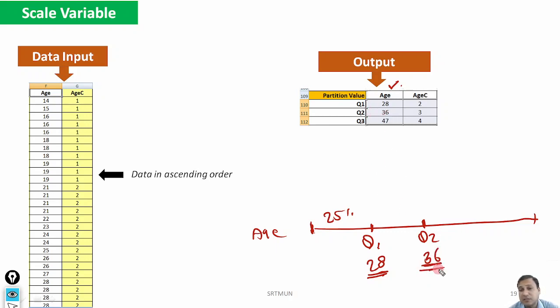What does this 36 tell me? This 36 tells me that in this distribution, 50% of the responses are less than the age 36. Fine. What is Q3? That is 47. What does it tell me?